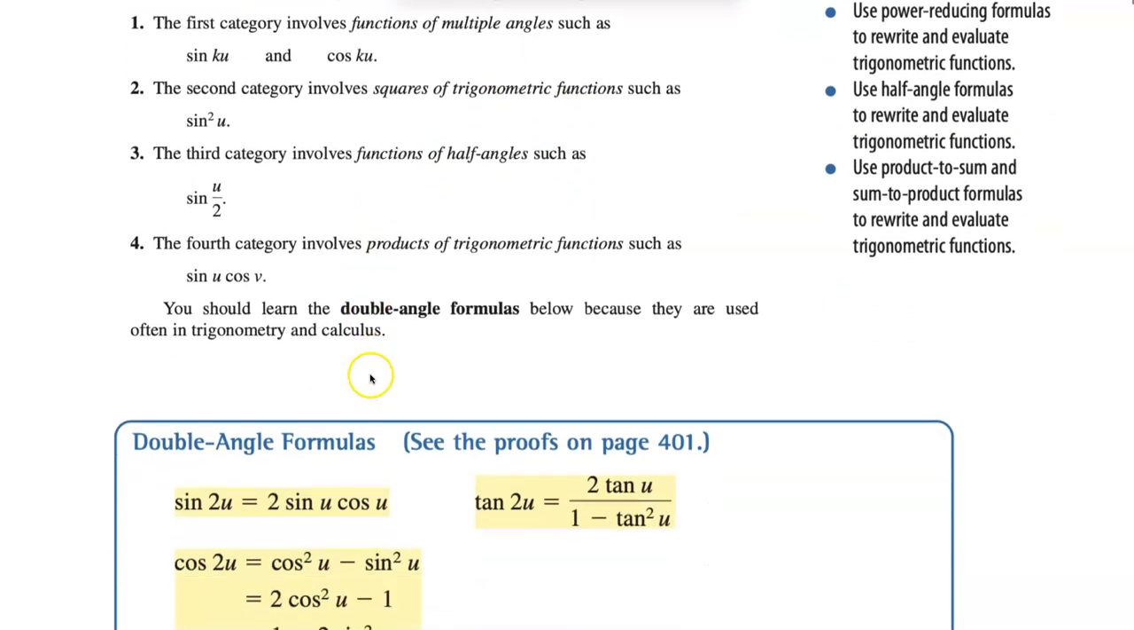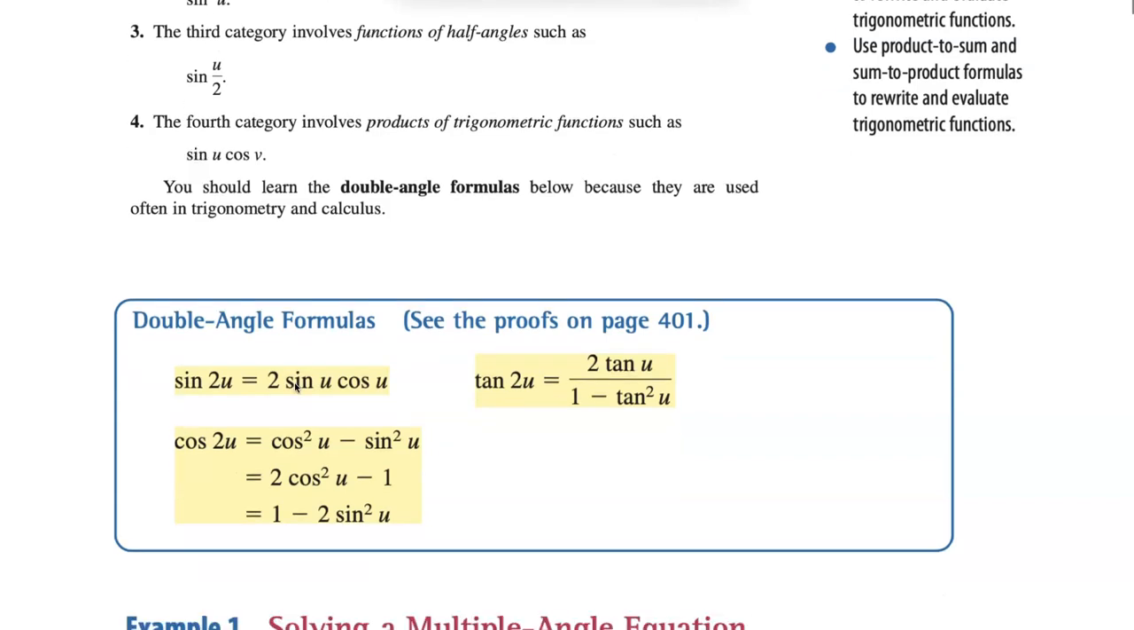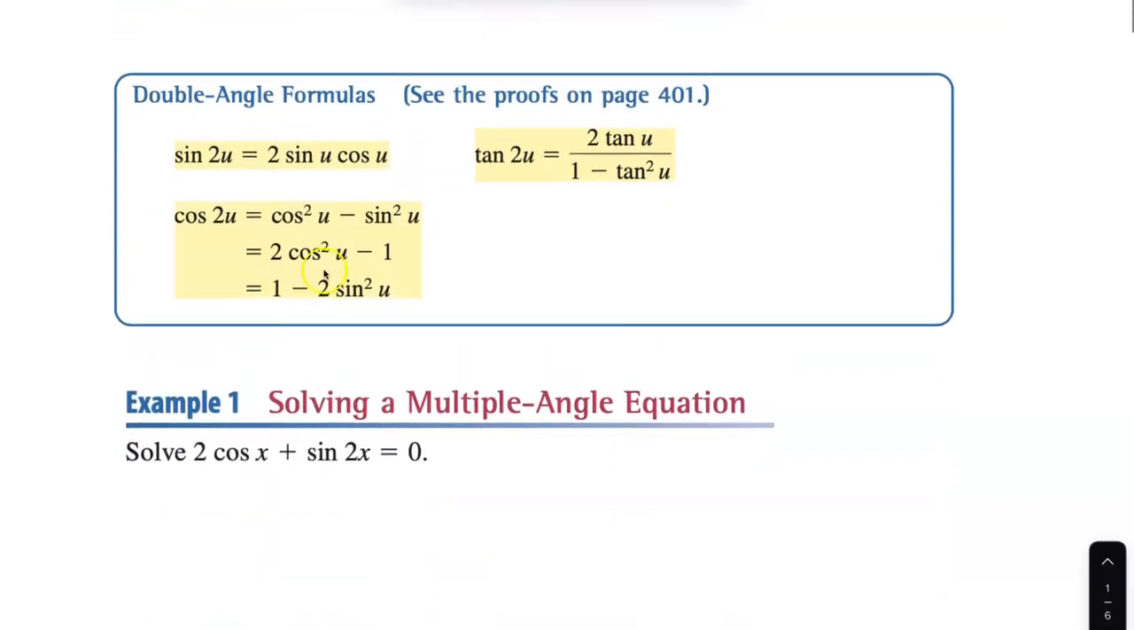Now, the first one we're going to start off with is double angle formulas. It's probably the most important. It's one you see the most in pre-calc and calculus. So these are double angle formulas. Sine 2u equals 2 sine u cosine u.